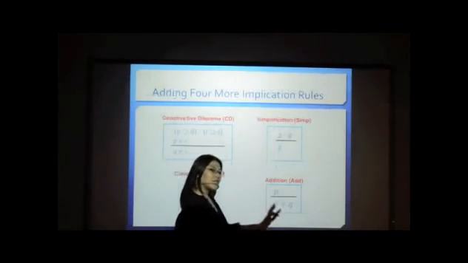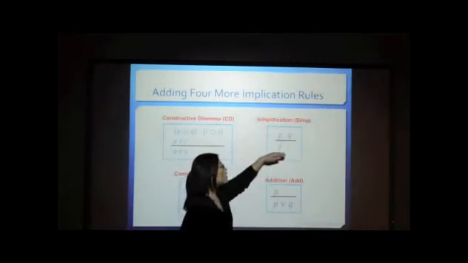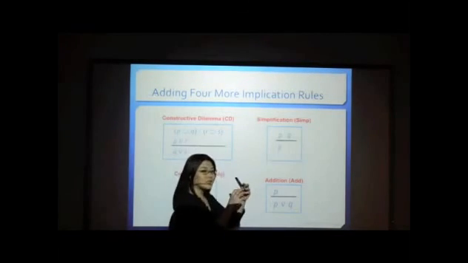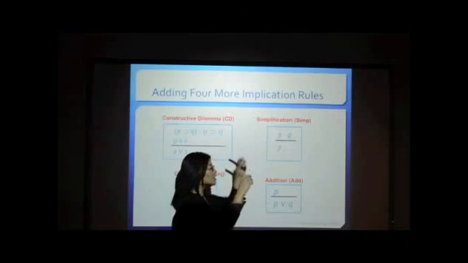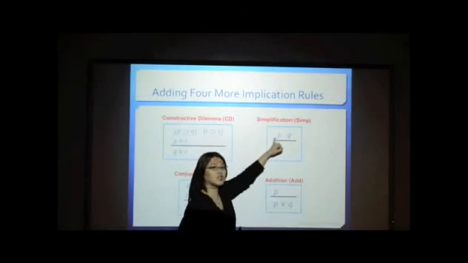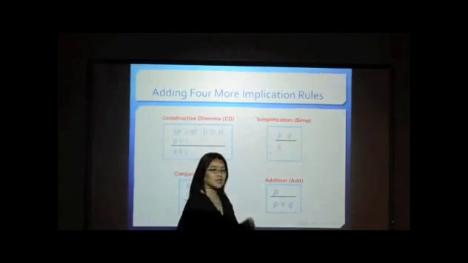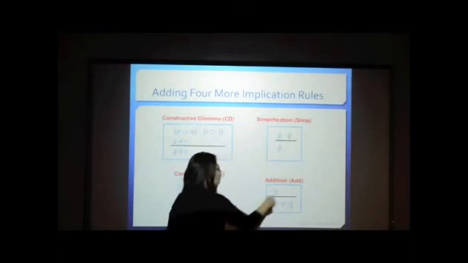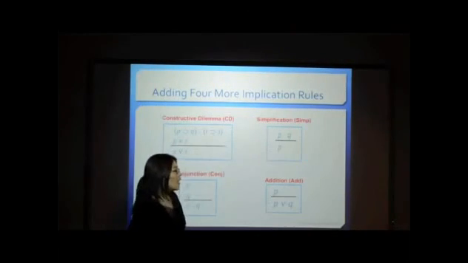So what simplification allows you to do is conclude the first conjunct from a conjunction, okay? So if you need to basically take apart, okay, a conjunction to get the first conjunct, then what you should use is simplification, okay? Finally, here we have addition, okay?